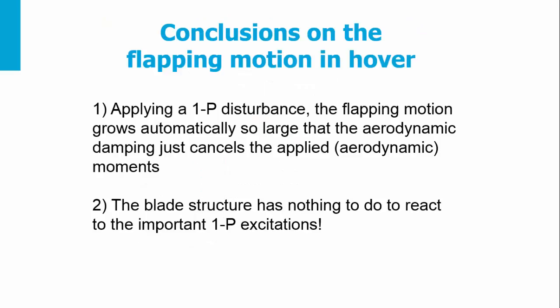Conclusion. Applying a 1P disturbance, the flapping motion will grow automatically so large that the aerodynamic damping will just cancel the applied aerodynamic moments. Therefore, the blade structure has nothing to do to react to the important 1P excitation. This ends the first introduction into the flapping dynamics and its characteristics for forward flight.